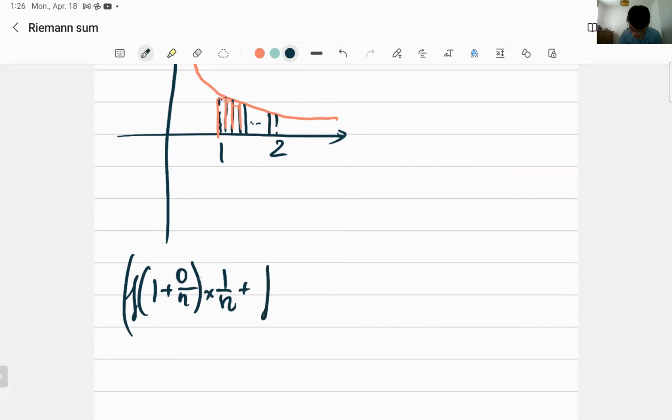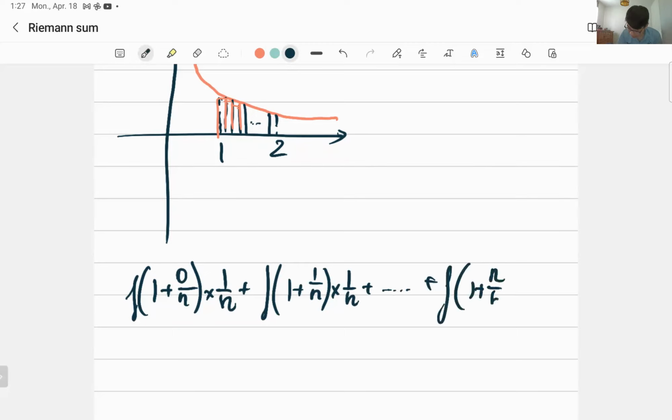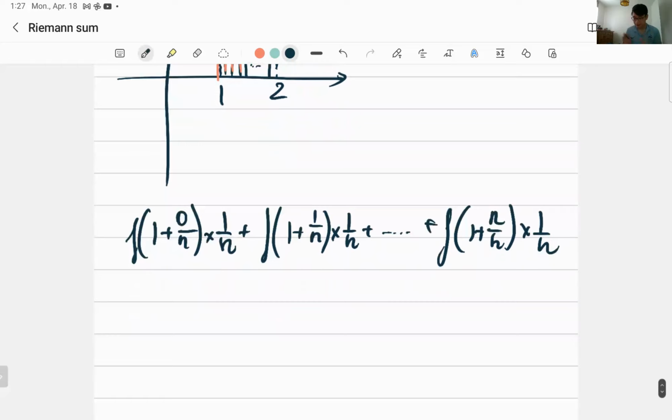Plus 1 plus 1 over n times 1 over n, plus, plus 1 plus n over n times 1 over n. All right, so now this is the interval between 1 and 2, and there's nothing much to consider in this case at all. Yeah, so continue.